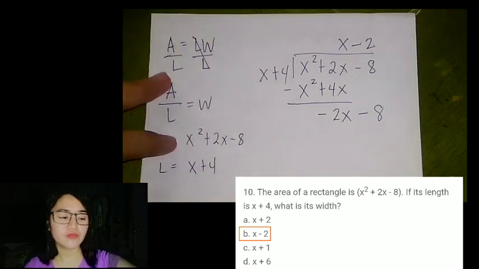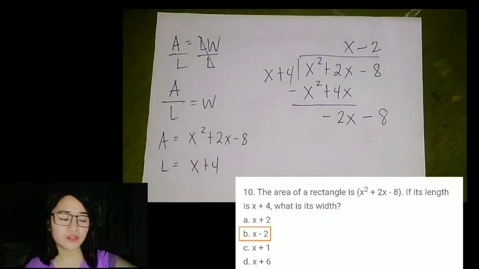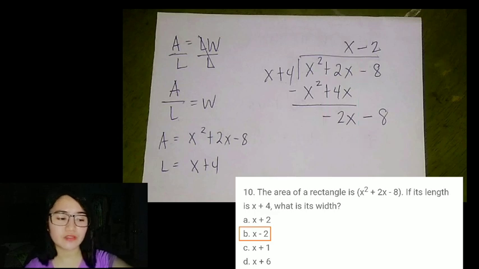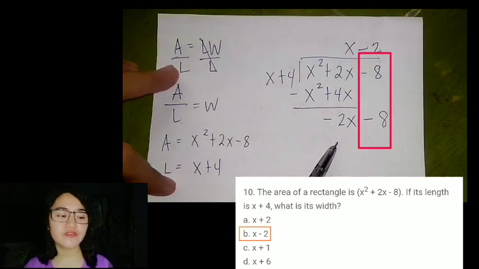And then, proceed tayo sa subtraction. So, yung x squared na yan is makakancel na. Then, 2x minus 4x, that is negative 2x. And then, i-bring down natin yung next na term, which is yung negative 8. So, meron na tayong negative 2x minus 8.